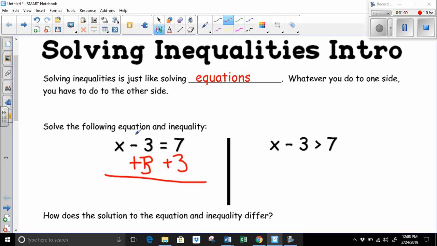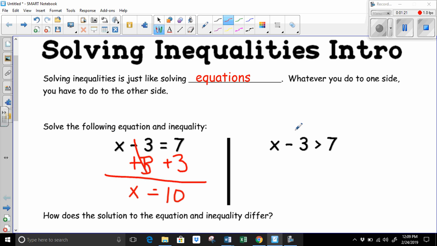Now these 3's are going to cancel. I'm going to bring down our variable x. And 7 plus 3 is going to give us 10. So for that equation, x is equal to 10. That means that if we were to take 10 and plug it in for x, 10 minus 3 is equal to 7. Now let's take a look at this inequality.